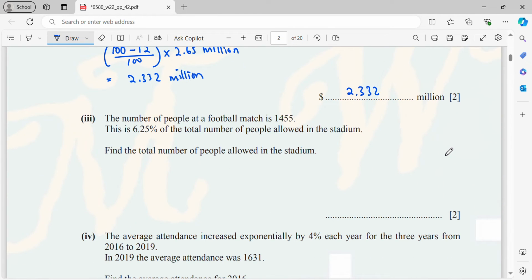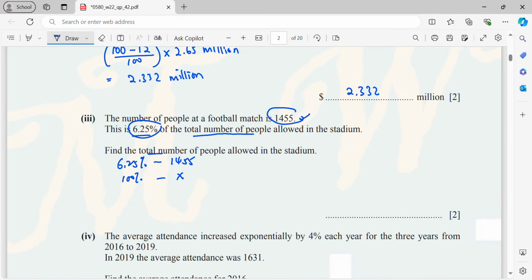Now part 3. The number of people at a football match is 1,455. This is 6.25% of the total number of people allowed in the stadium. That means this is only 6.25%. Now find the total number of people allowed in the stadium. So here I will write 6.25% corresponds to 1,455 people. When total number of people, that means that is 100%. So 100%, it will be how many people?